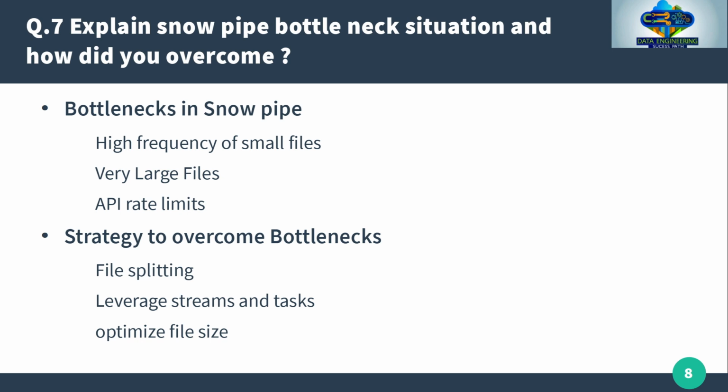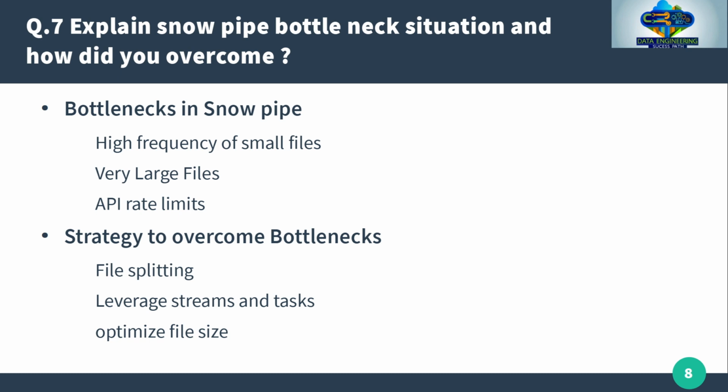There are strategies to overcome these bottlenecks, like batching small files. You have to pre-process: implement a pre-processing step to batch multiple small files into larger ones before they are loaded into the staging area. So we can use tools like AWS Lambda, which can automate this process by periodically aggregating files in S3.